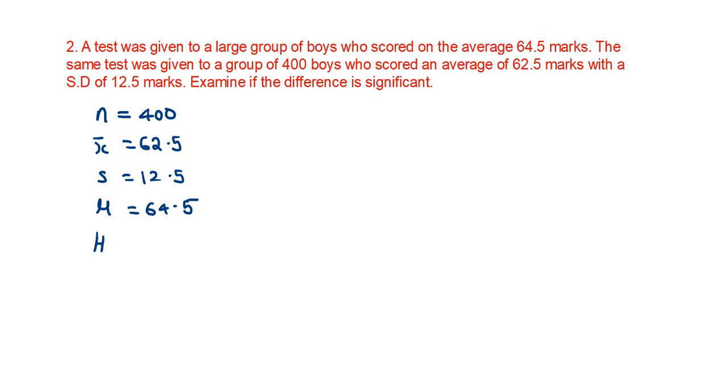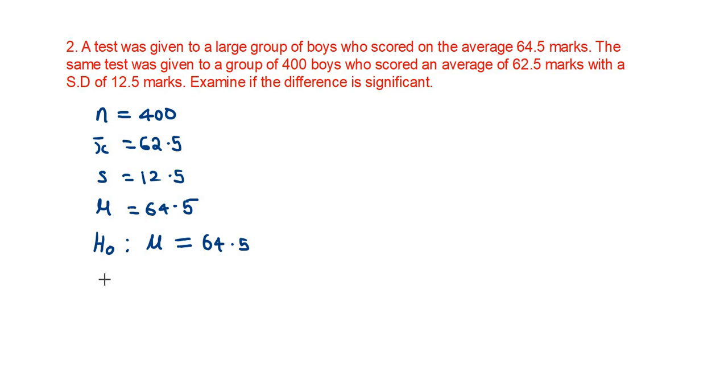We are going to write H naught. H naught is always, something is equal to something. Here we are going to check the mean. Is there any difference in population mean with sample mean? So here we'll write always the population parameter, which is mu, which is here 64.5. If it is true, then we can conclude that the sample comes from the population with mean 64.5.